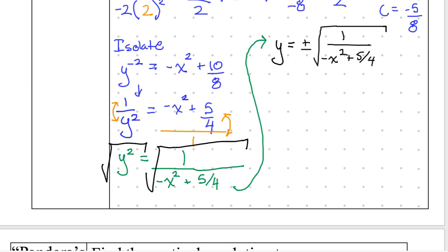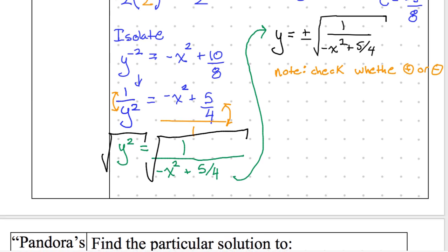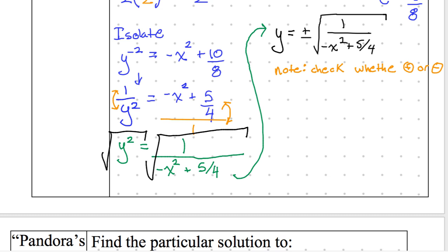So let's do a note here. Note. You need to check whether it's positive or negative. It can't be both. It will never be both. At least, and I've taken the AP test so many times now, and it's never been both. So I'm just assuming it's never been both. It will never be both in the future. So I'm going to check using the initial conditions.